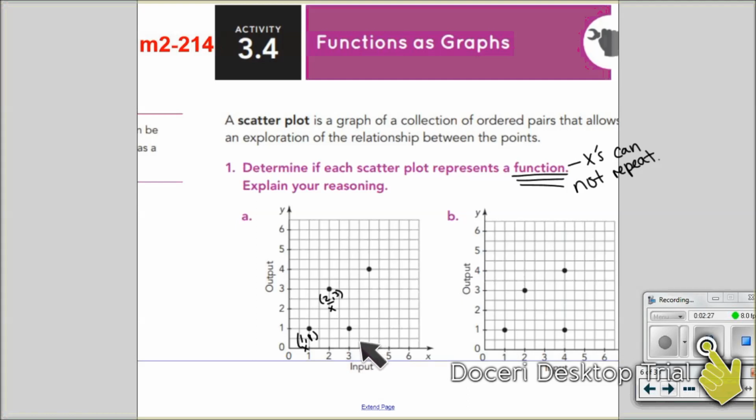So our next point is right 3 and up 1. So let's write that point. Right to the 3 and up to 1. Again, our x value is what matters. Our x is a 3.